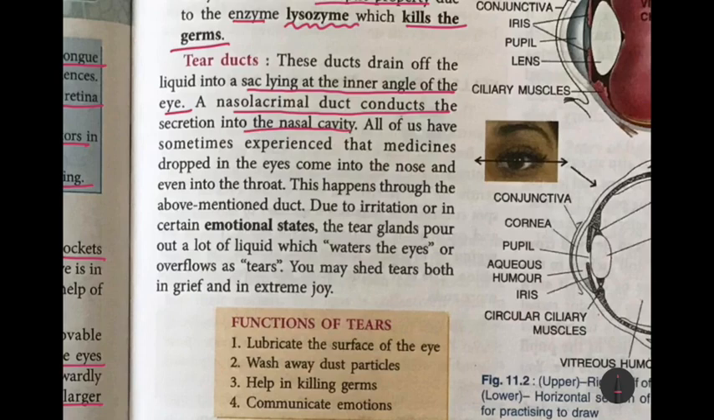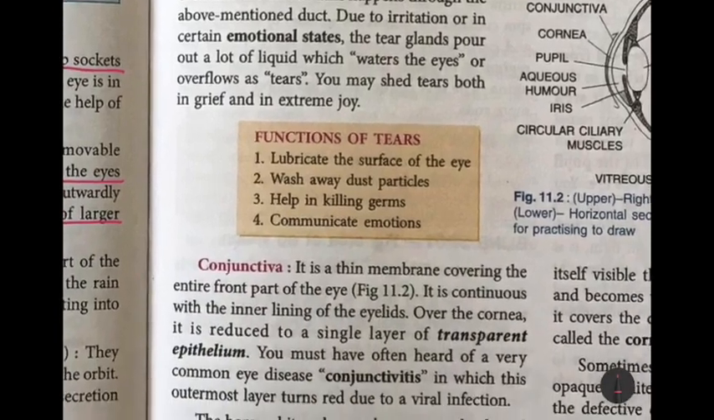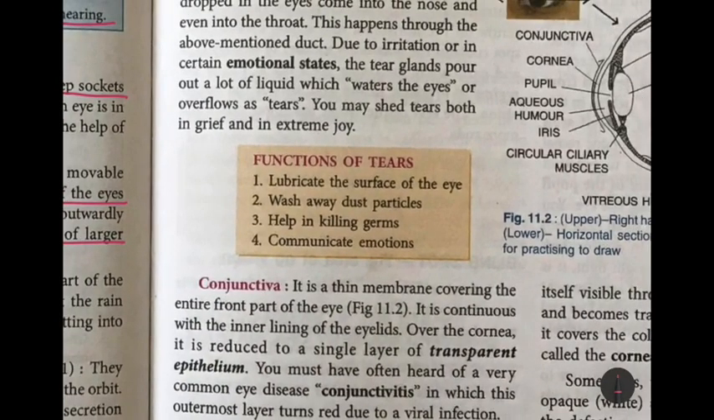So this movement of the eye drop takes place through the nasolacrimal duct. Due to irritation, when something gets into your eyes, or in certain emotional states, when you're very happy or very sad, the tear glands pour out a lot of liquid which waters the eyes or overflows as tears. Of course, you shed tears in extreme grief or in extreme joy.